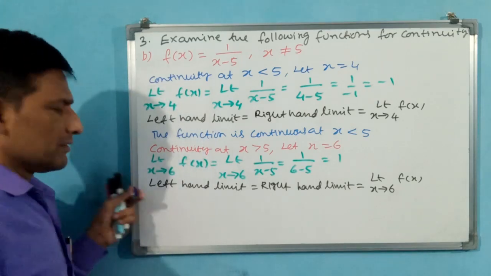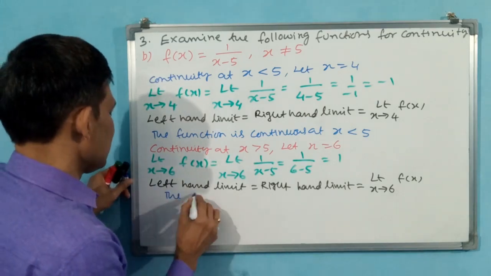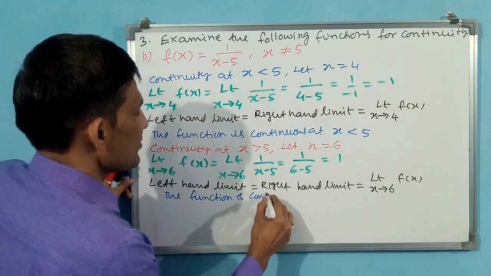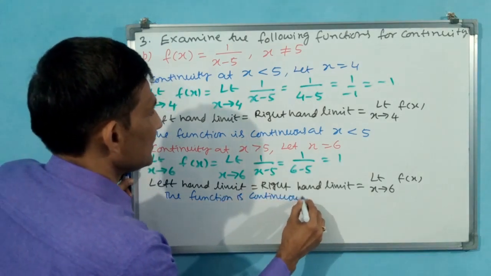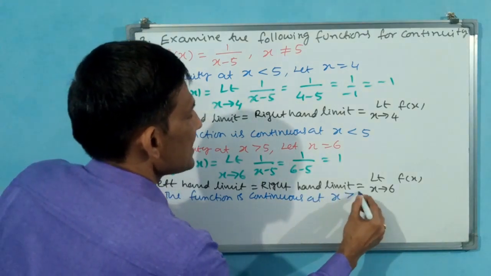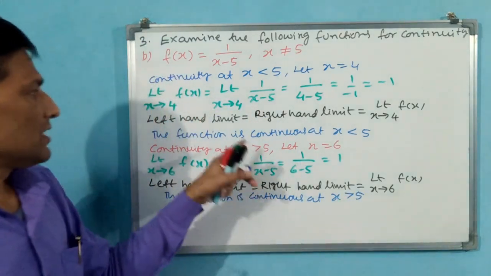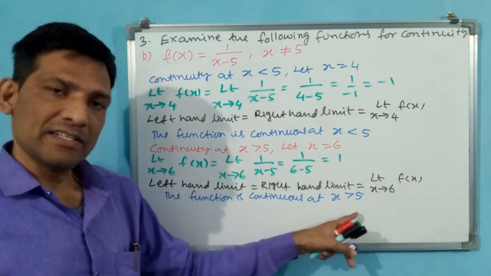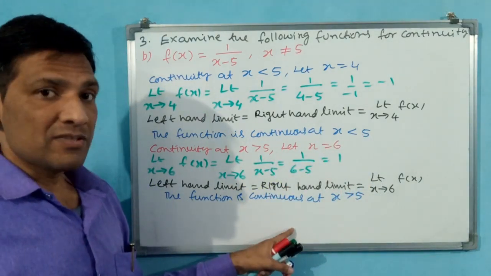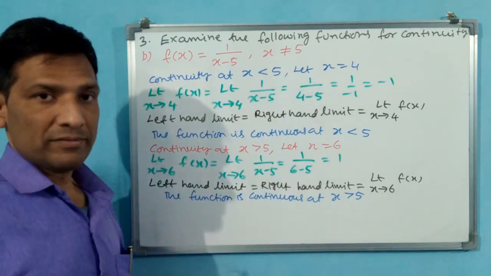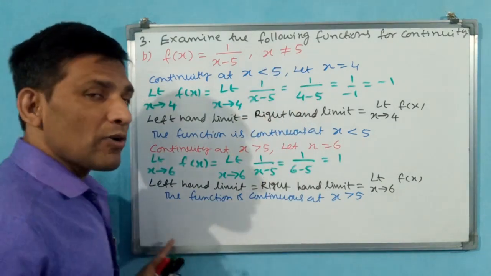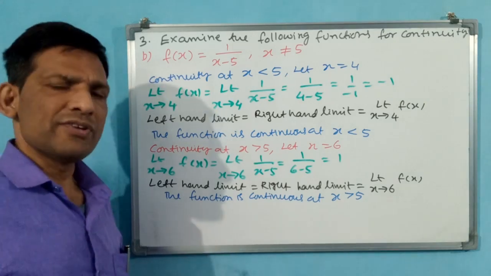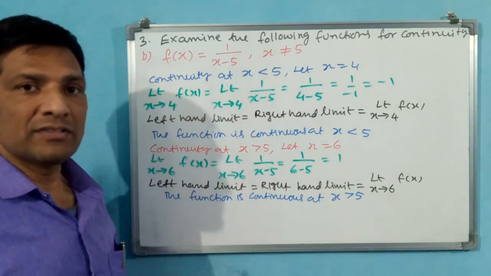Okay. Write down. The function is continuous at x is greater than 5. Now you see this function is continuous at x is less than 5. The function is continuous at x is greater than 5. But function is not defined at x is equal to 5. Okay. Now what you have to write finally, whether this function is continuous or not? Finally, continuous only. Why? Because the defined area is continuous.